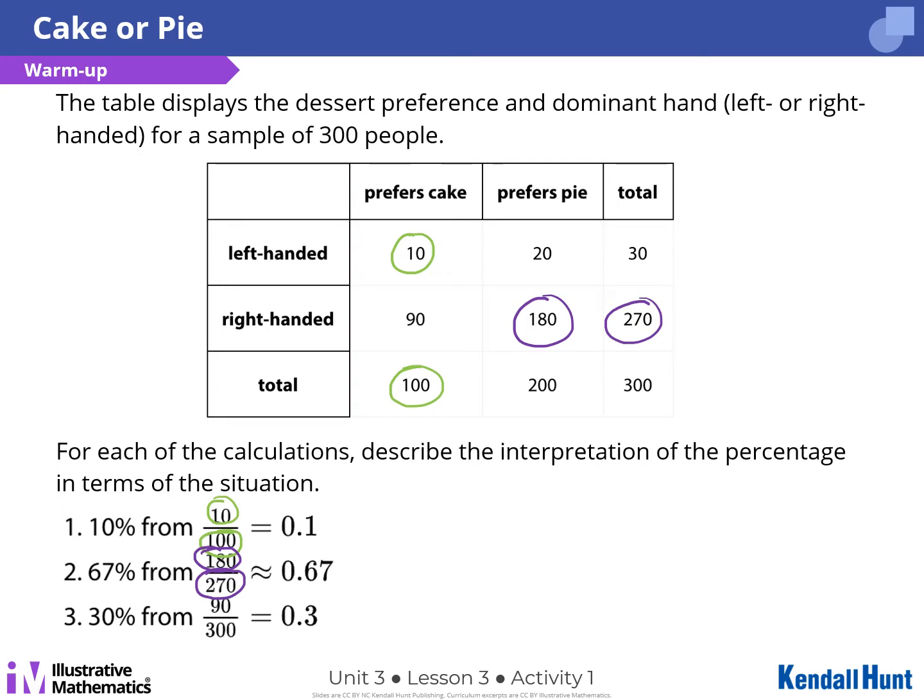Our 30% we get by looking at 90 and 300. We find the 90 here at the intersection of right-handed and preferring cake, and our 300 is our total population. So that 30% of all respondents are right-handers who prefer cake. This is an "and." Right-handed people and preferring cake is 30% of the total number of respondents.